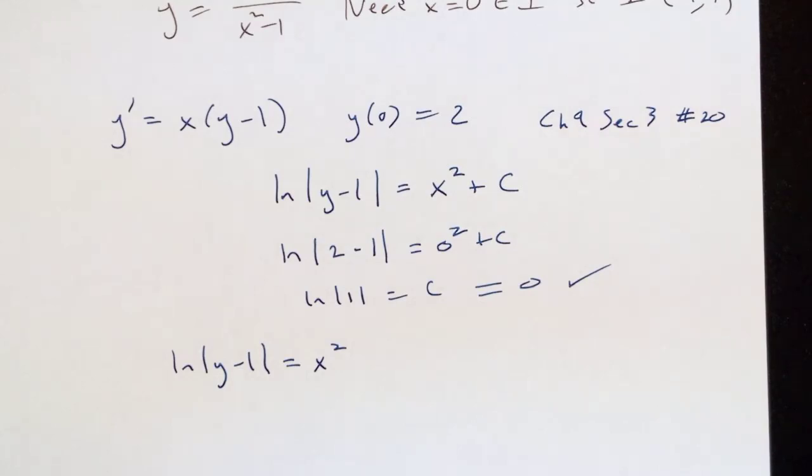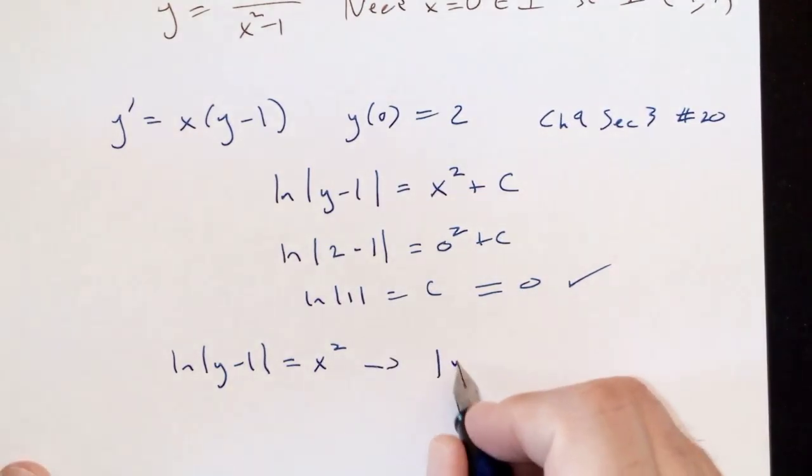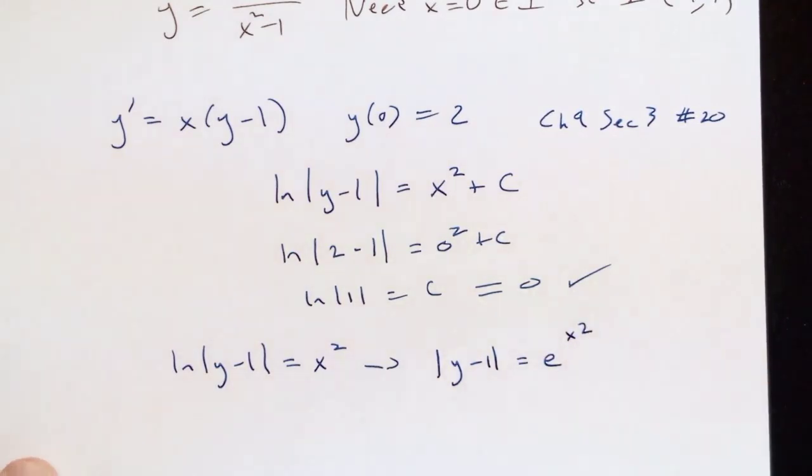How do you get rid of an ln? That is a logarithm. How do I get rid of a logarithm? I need the e in there, right? So I'll exponentiate both sides and I'll get absolute value y minus 1 equals e to the x squared. But I know that e to the x squared is always positive. E to a power is always a positive number. So I don't need the absolute value anymore.